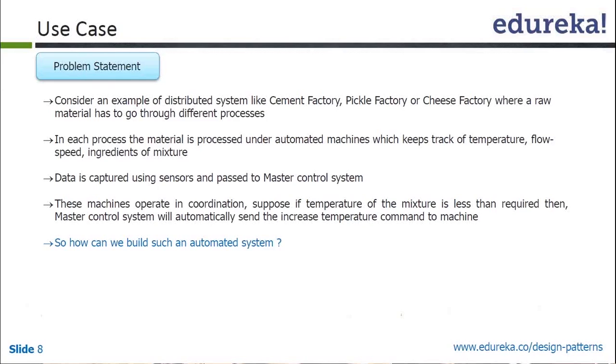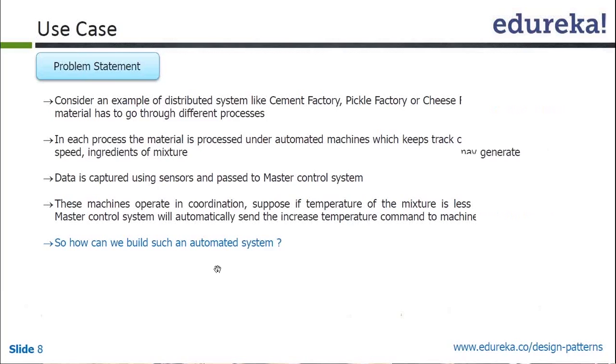These machines operate in coordination. If one of the parts fails, the operation cannot be completed. So there needs to be communication between these entities in your factory. For example, a temperature sensor talking to the master controller, and the master controller talking to maybe a furnace, an electric furnace, to either lower the temperature or increase the temperature. A real world scenario question will be, how can we build this automated system?